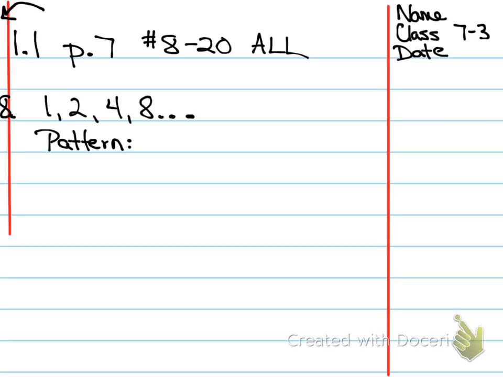Anybody see the pattern? 1, 2, 4, 8. What's going on with these numbers? Yes. Multiplying by 2. Very good. Multiply by 2. So you're going to tell me that's the pattern. And then you're going to say next 3. So the next 3 numbers, and what would the next 3 numbers be?